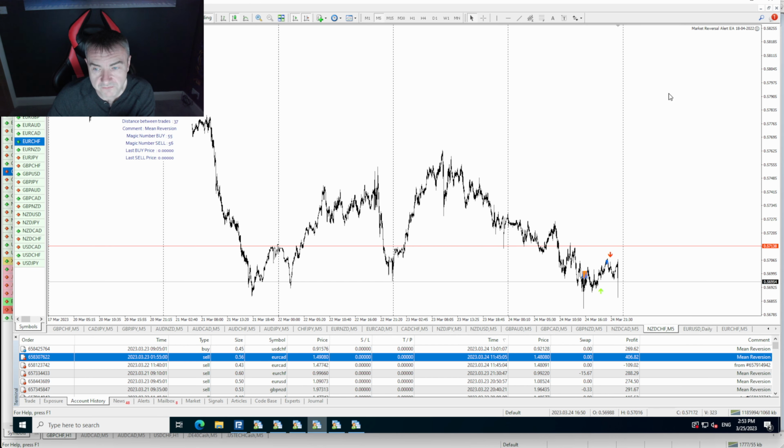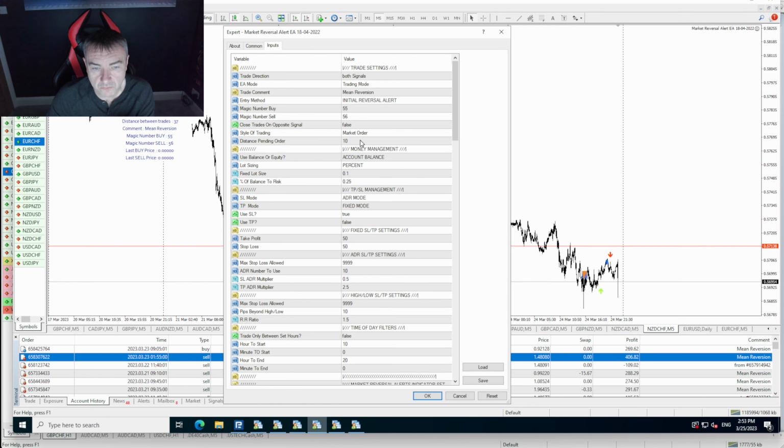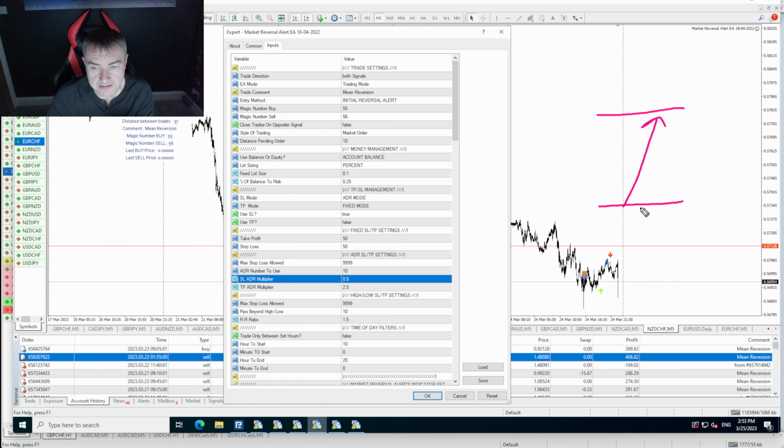So the set file on this is very, very simple. Again, exactly the same sort of setup. We're risking 0.25% of our balance, and we're risking that percentage over half of an ADR. So we auto calculate our lot size based on 1/2 of an ADR distance away from our initial entry.